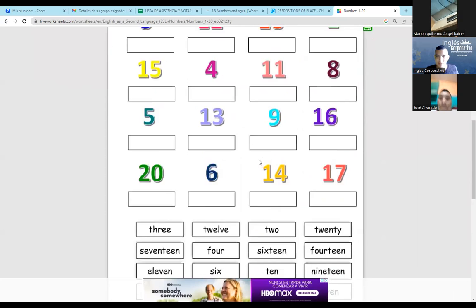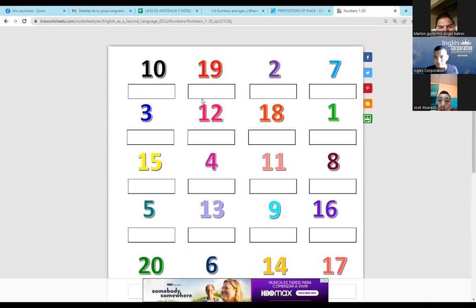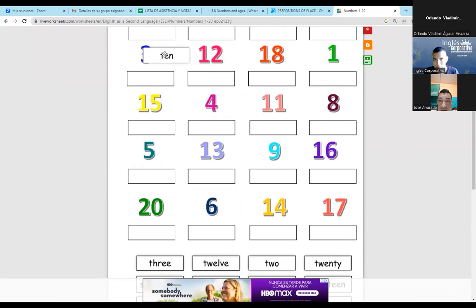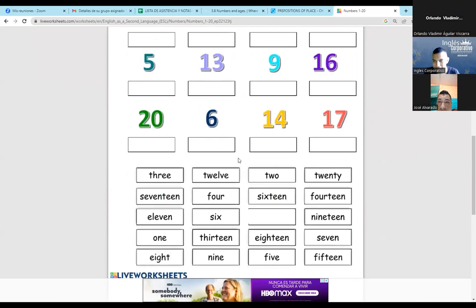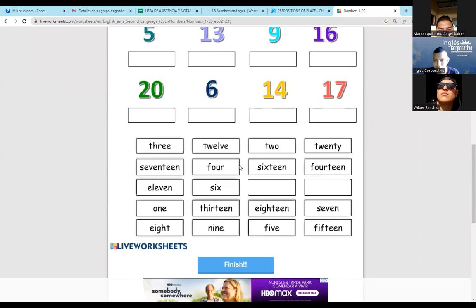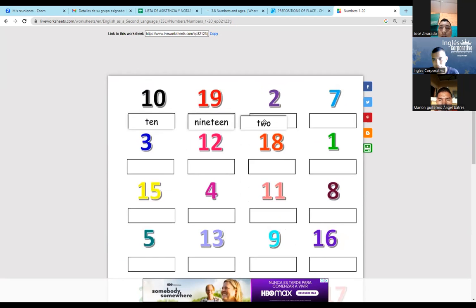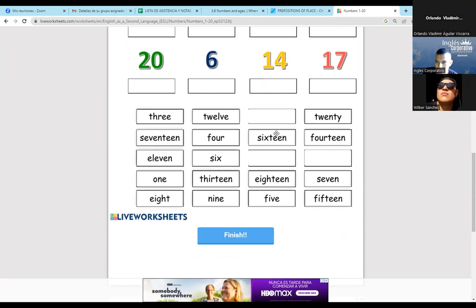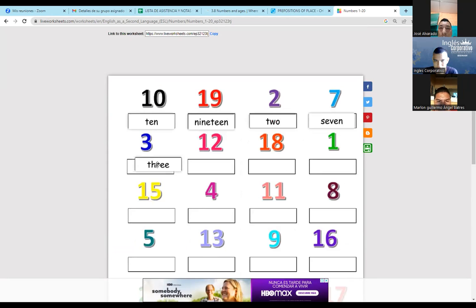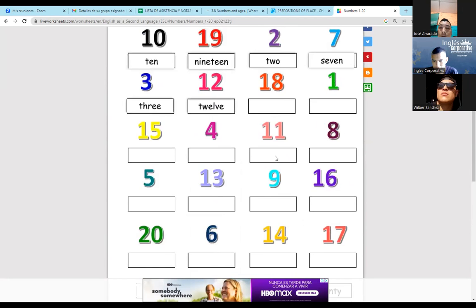Bueno, vamos a resolver el ejercicio. Number one, it is 10. Veamos. El primero de la tercera fila. Two. El primero de la tercera. ¿Qué no se ve? Seven. Three. El primero de la primera. 16. Bueno, 12.